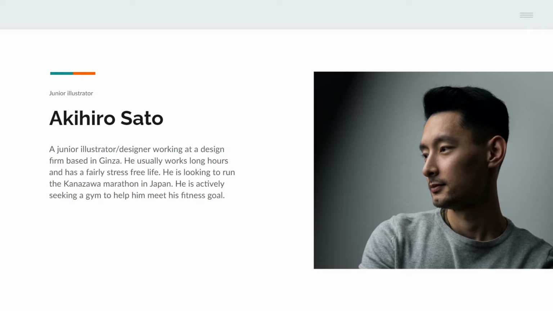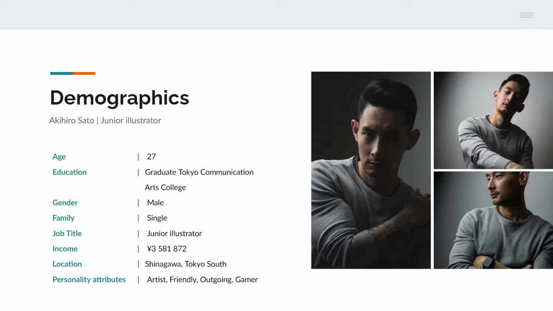So, for example, Akihiro Sato, he's a junior illustrator or designer working at a design firm based in Ginza. He usually works long hours and he has a fairly stress-free life. He's looking to run a marathon in Kanazawa, and he's actively looking for a gym to help him meet his fitness goal. So let's go through some of the demographics.